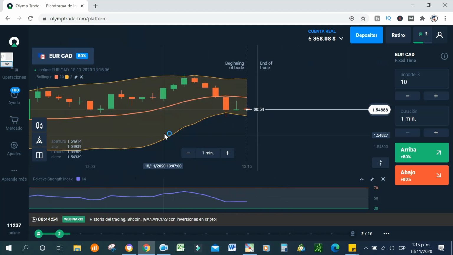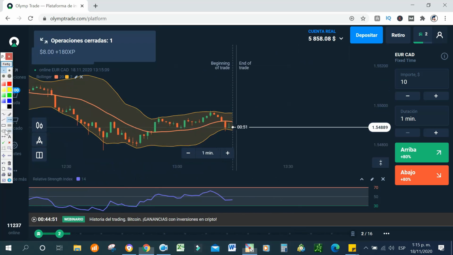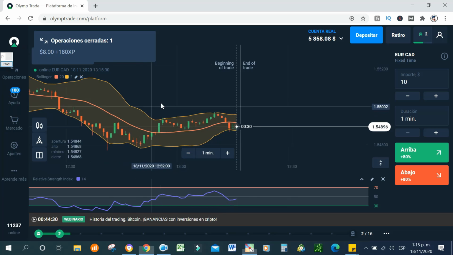Why? It's very simple. I entered this trade because of the Bollinger Bands. We had this candlestick that was at the top of the lower Bollinger Band, and we also had this flat RSI, as simple as that.